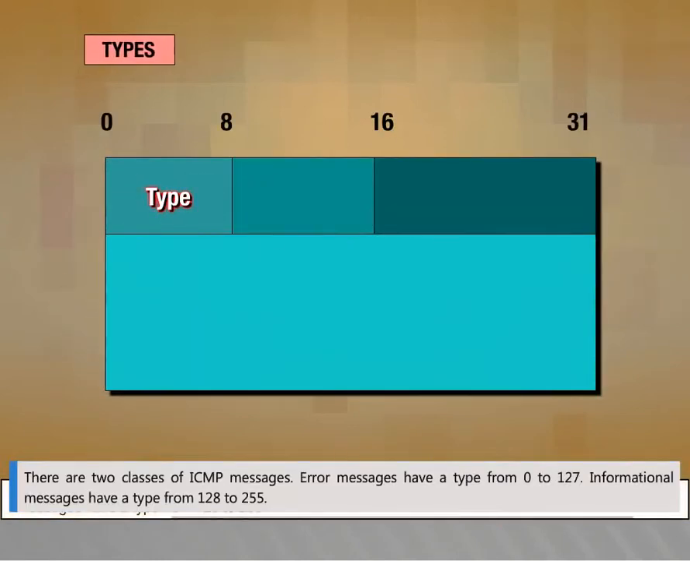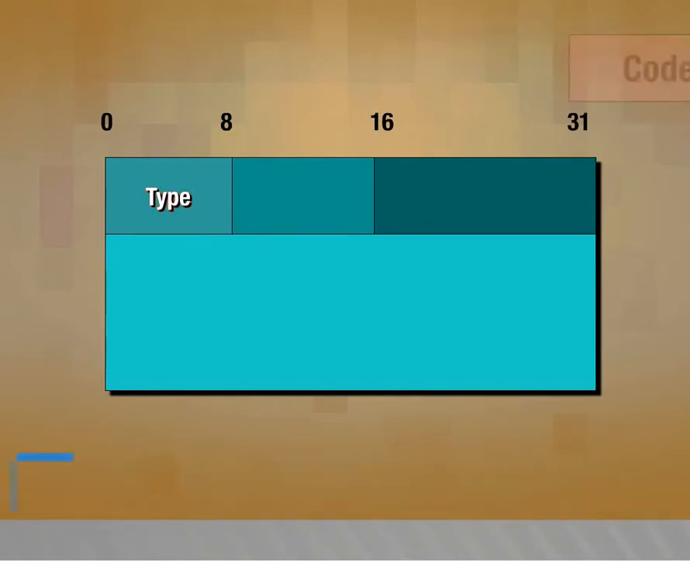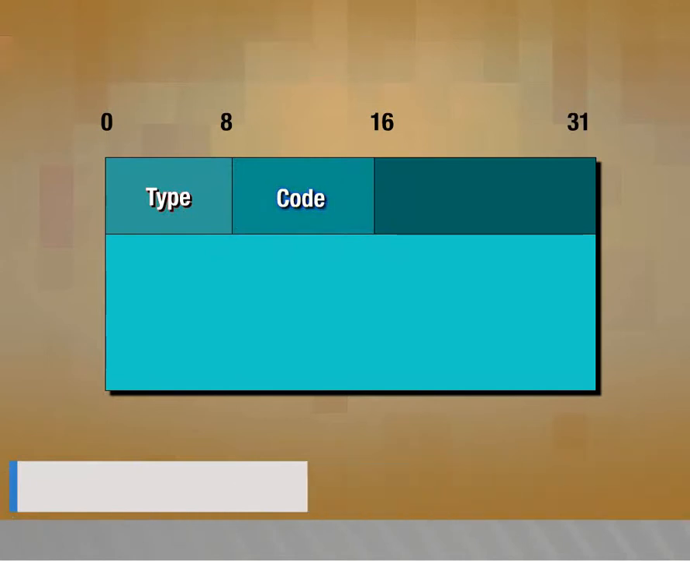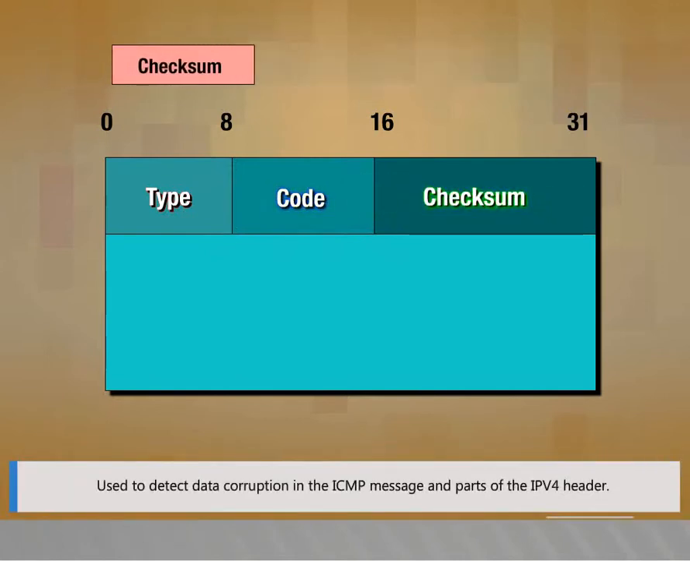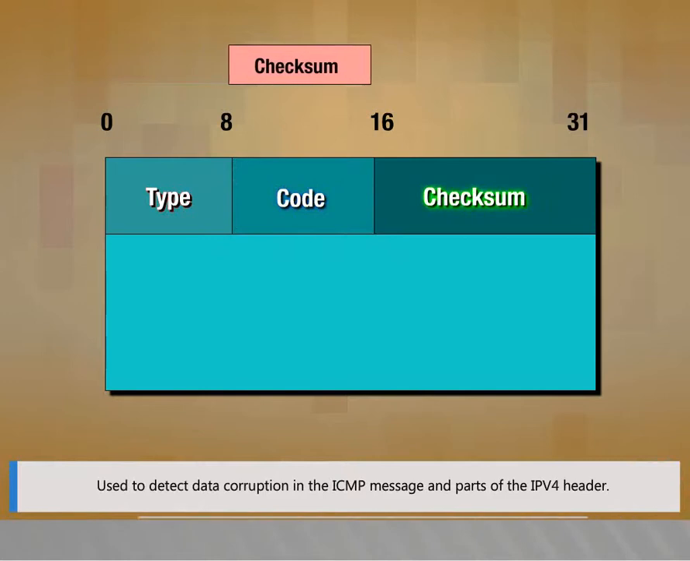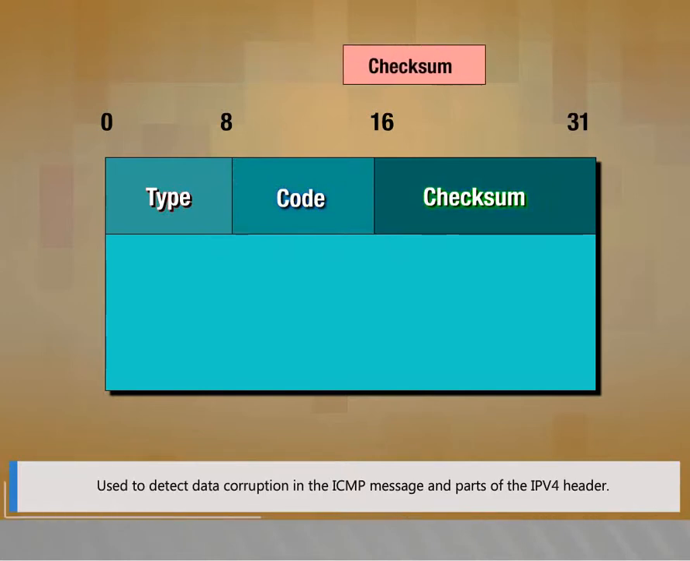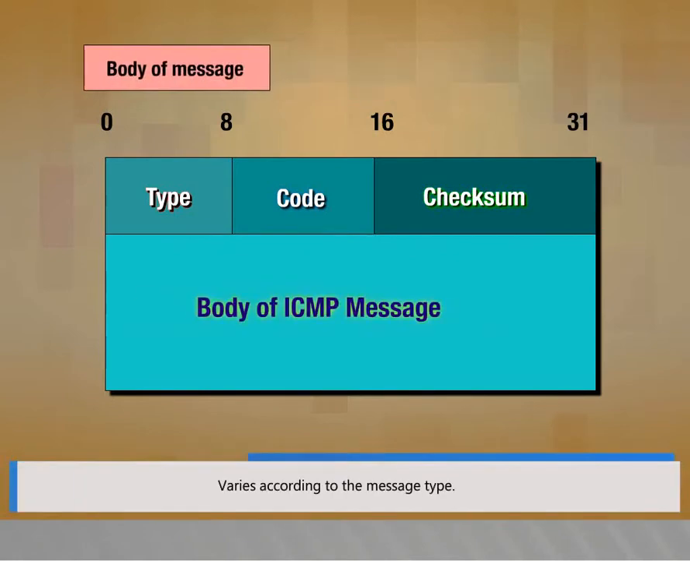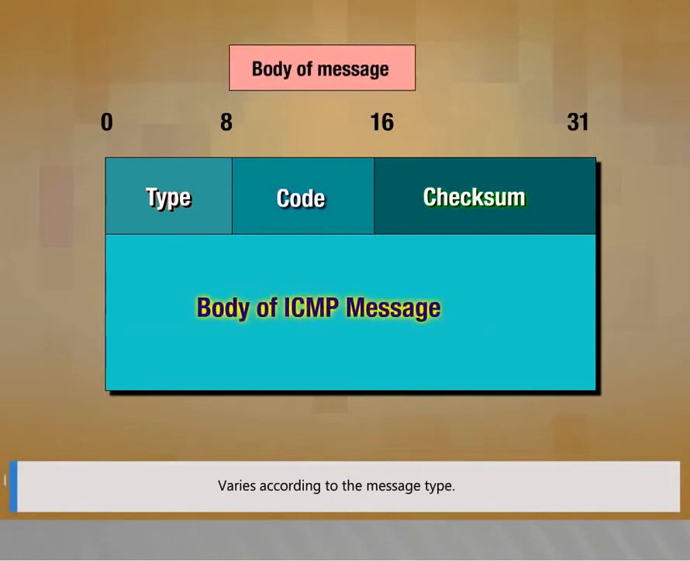Types. There are two classes of ICMP messages. Error messages have a type from 0 to 127. Informational messages have a type from 128 to 255. Code varies according to the message type. Checksum is used to detect data corruption in the ICMP message and parts of the IPv4 header. Body of message varies according to the message type.